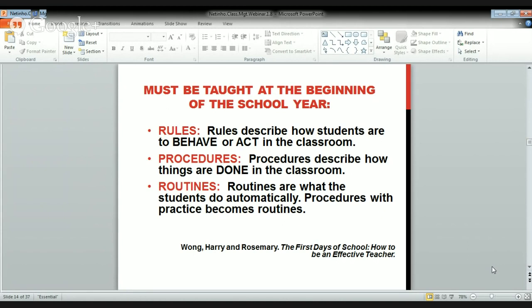Rules have consequences. Procedures describe how things are done in the classroom. And finally, routines. Routines are what the students do automatically. Procedures, with practice, become routines. And when you've got routines in your classroom, you've got structure. Okay, now we're going to look at each one of these elements of that structure. Next slide, please.